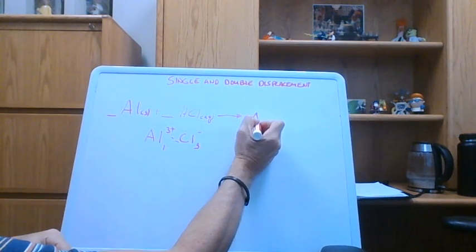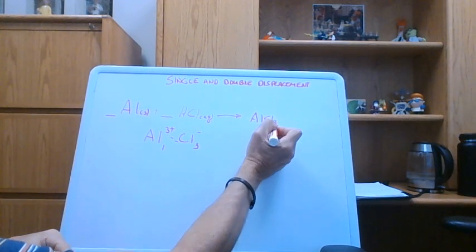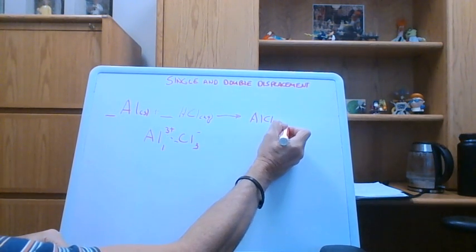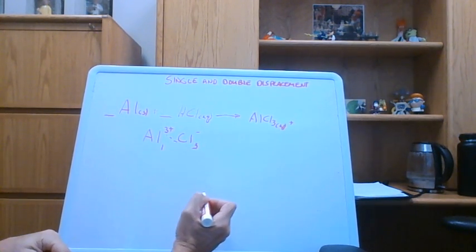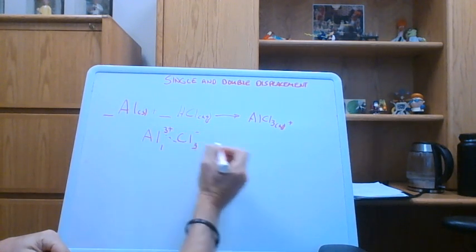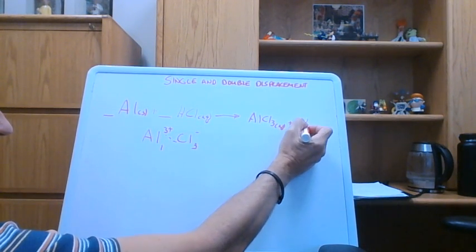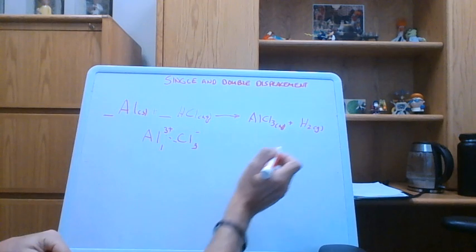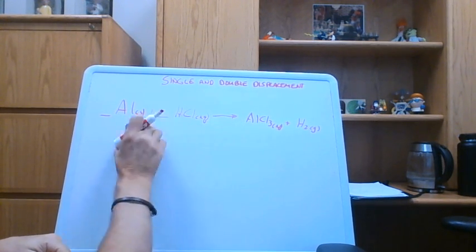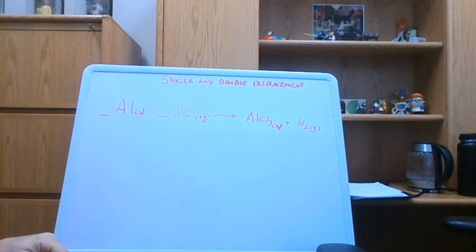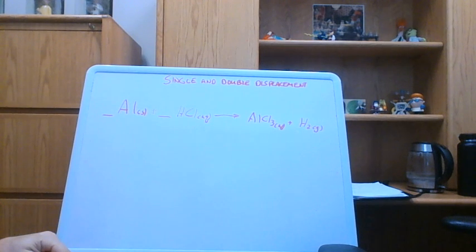So one of our products is going to be AlCl3. Chlorides tend to be aqueous, and there's no exception for aluminum. Our other product is going to be hydrogen by itself, and hydrogen is diatomic, so H2. Right? So those are going to be the products we're going to predict from the single displacement reaction.